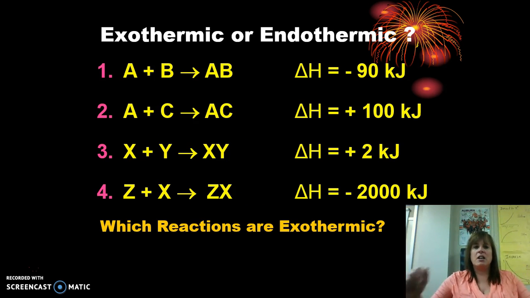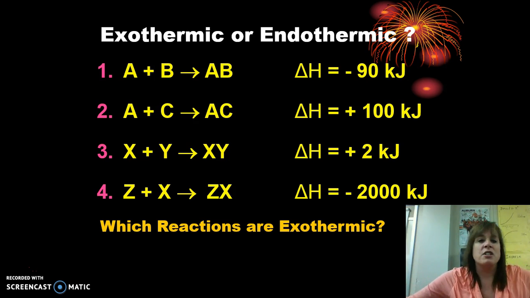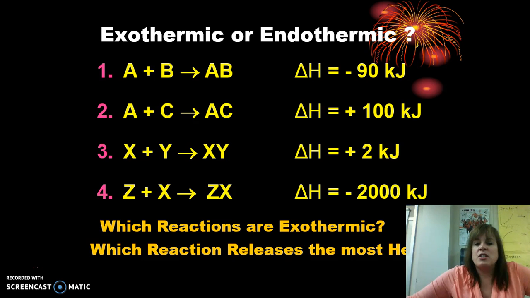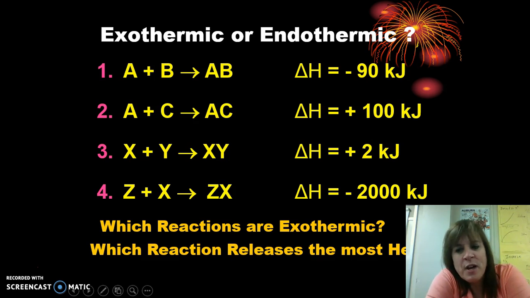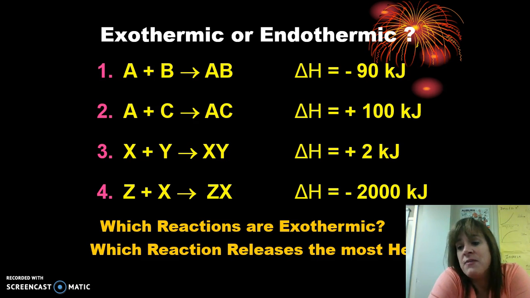All right, let's take a look at these mock reactions. I just made these up and I assigned them delta H values. Which of these reactions are exothermic? Well, if you said 1 and 4, you are correct because they're negative. And which of these are endothermic? Well, that would be 2 and 3, right? Which of these releases the most heat? Well, that would be number 4, right? Because it has the biggest value and it's negative, which means it releases heat.